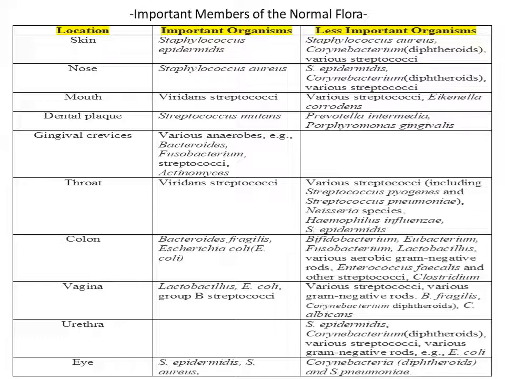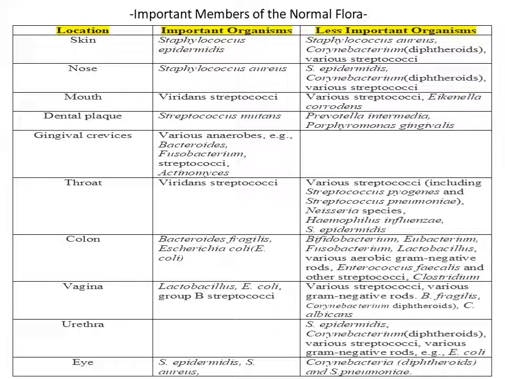Normal flora of mouth is viridans streptococci and various other microorganisms. Dental plaque: Streptococcus mutans, which causes tooth caries, is the normal flora in dental plaque, along with other microorganisms. Gingival surfaces: various anaerobes such as Bacteroides, Fusobacterium, Streptococcus, and Actinomyces. Throat: the dominant flora is viridans streptococci, followed by Streptococcus pyogenes and other microorganisms.